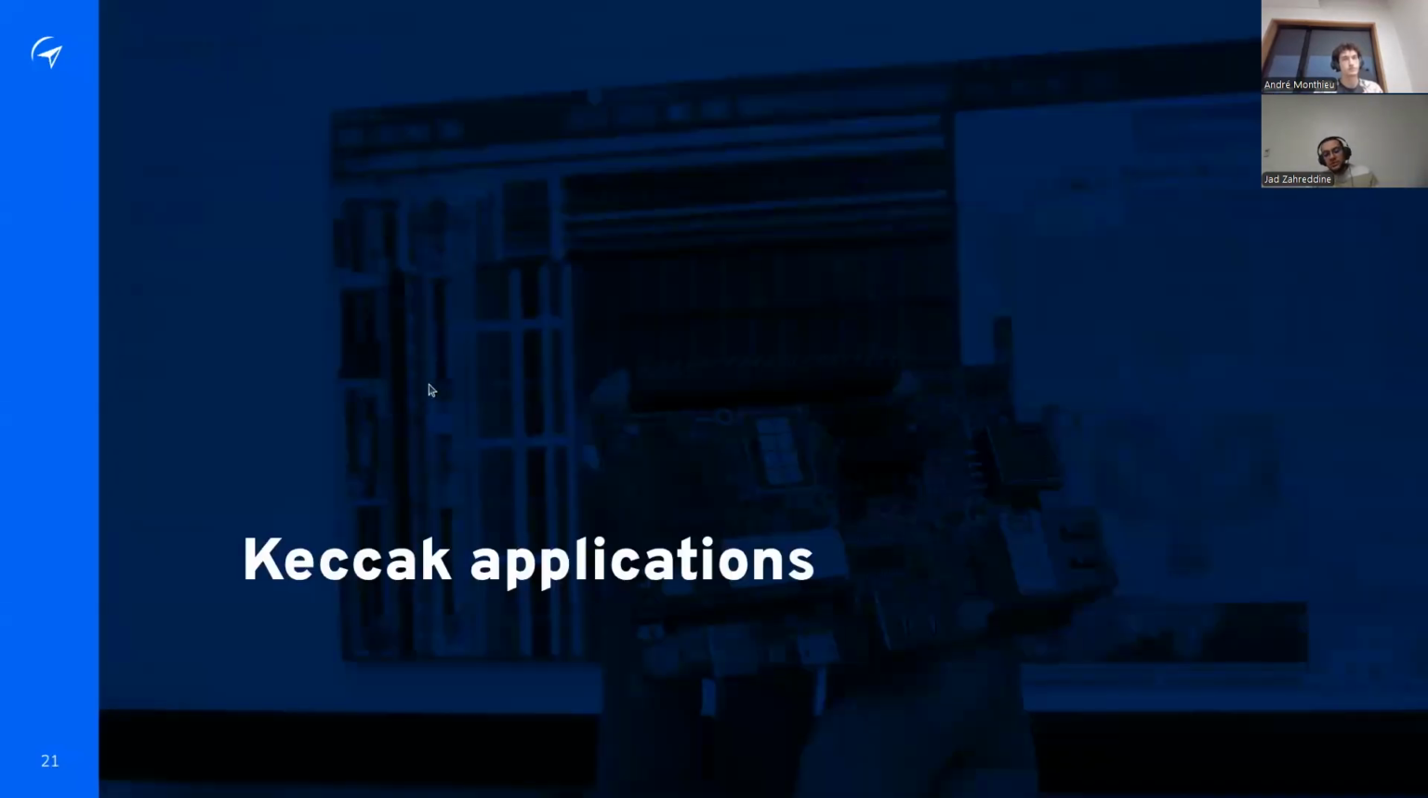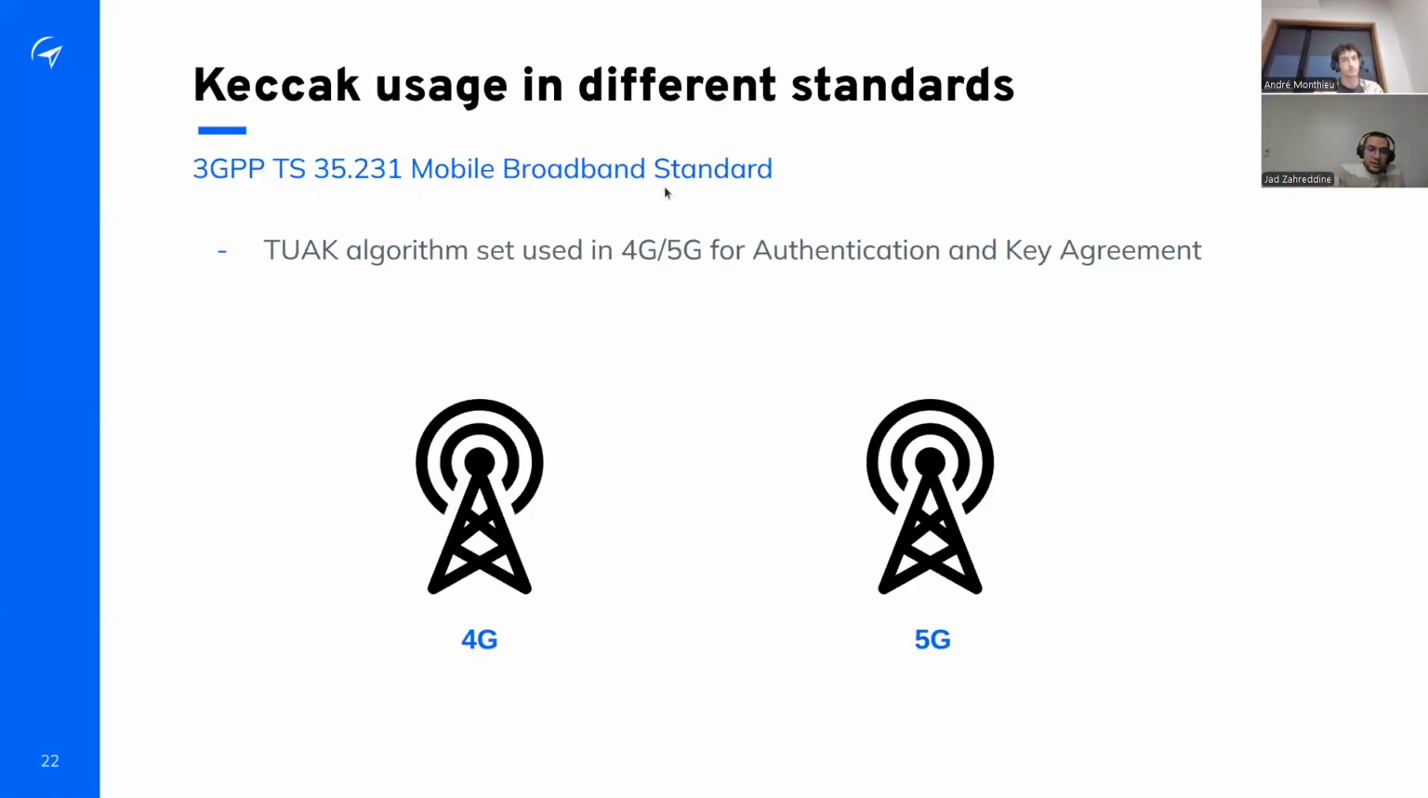Great. So now that we're a bit familiar with what SHA-3 and Keccak are, let's see the application of Keccak and why it is important. Why did we do this webinar in the first place? So Keccak has been used in many different standards. The first and foremost is the one from the 3rd Generation Partnership Project on the mobile broadband standard, where Keccak has been used in the TUAK algorithm set, which is used in 4G and 5G networks to secure the communications, and more precisely for authentication and key agreement.